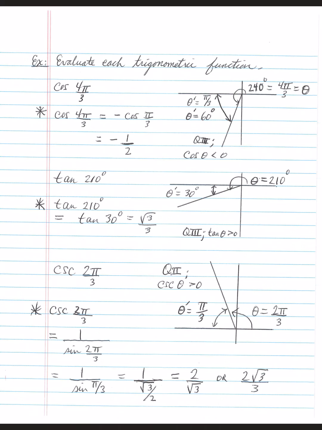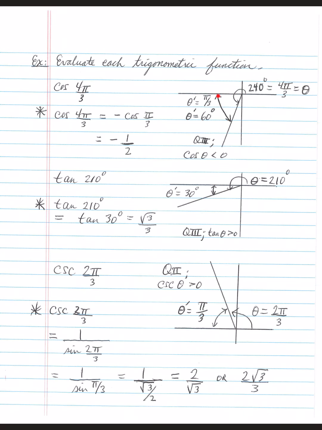Evaluate the trigonometric function cosine of 4 pi over 3. Now this is where we're going to put all those previous two slides into action. 4 pi over 3, if you need to convert to degrees to visualize where it's at, please do so. 4 pi over 3 is equal to 240 degrees. So if we wrap around 240 degrees, that puts us in quadrant 3. Quadrant 3, x's are negative, so cosine will be negative.